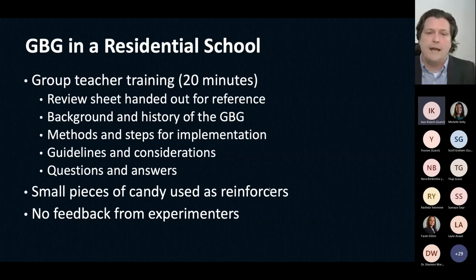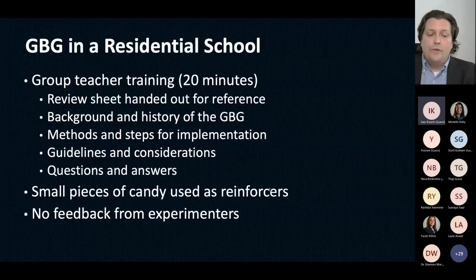And we modeled how the good behavior game was played. So we did the training in a classroom, and I stood up at the front and showed them how you would implement the game. And then at the end, we answered any questions that the teachers had, and then said, let's do it, let's go.